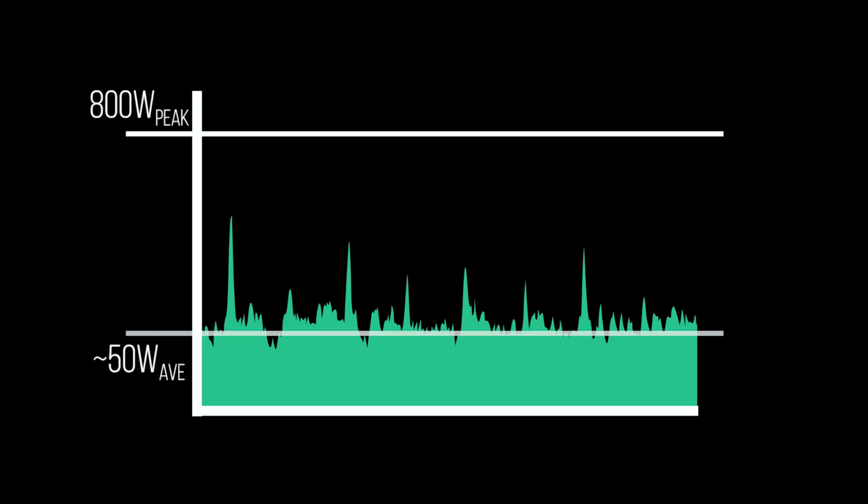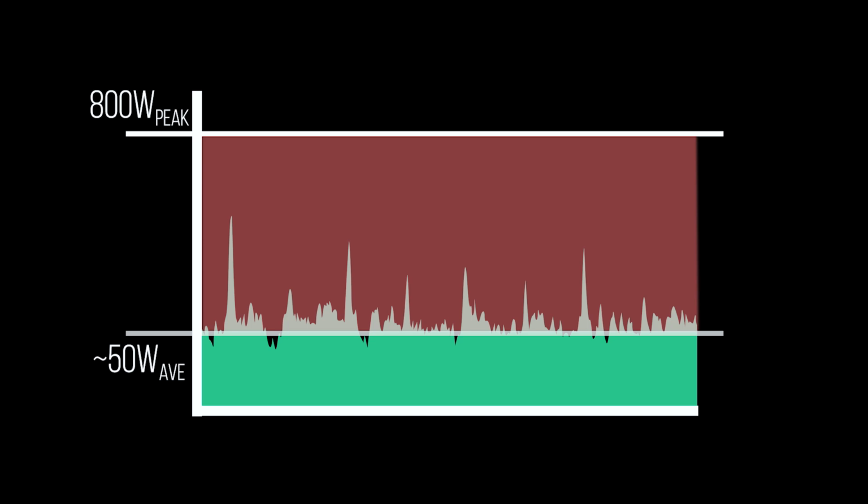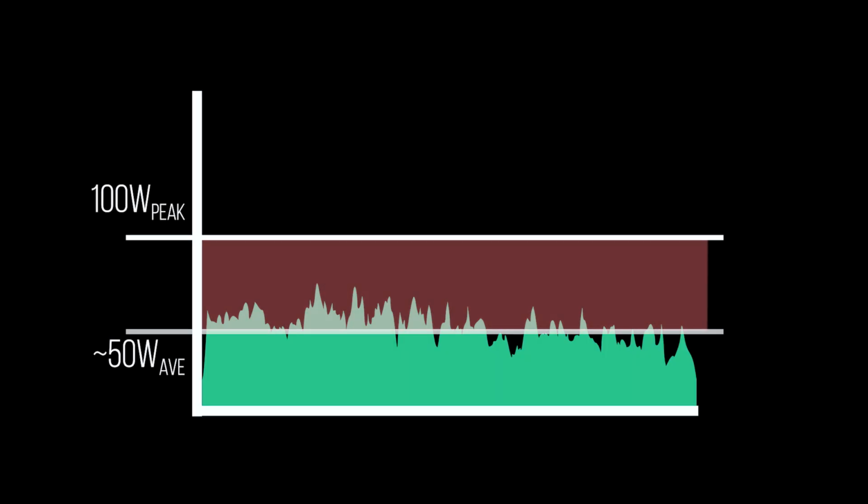A PA amplifying to an average sound level of 50 watts may require 800 watts total to achieve enough headroom not to distort the peaks of drums and other high peak instruments. Guitar amplifiers, on the other hand, amplifying to an average sound level of 50 watts, may require only 100 watts total to achieve enough headroom due to the smaller peak factor of guitars.